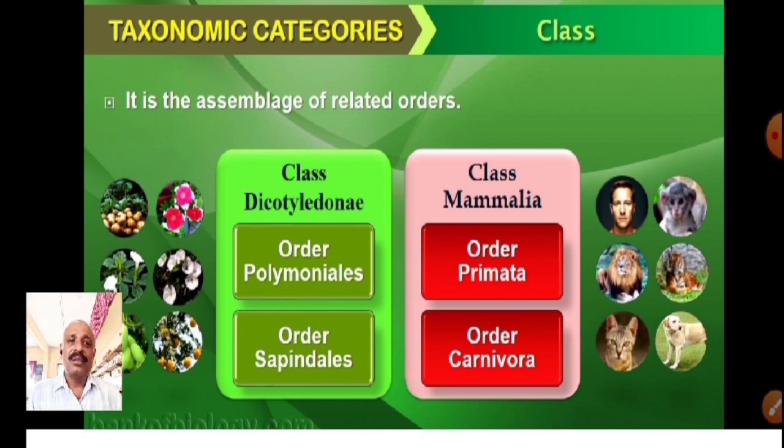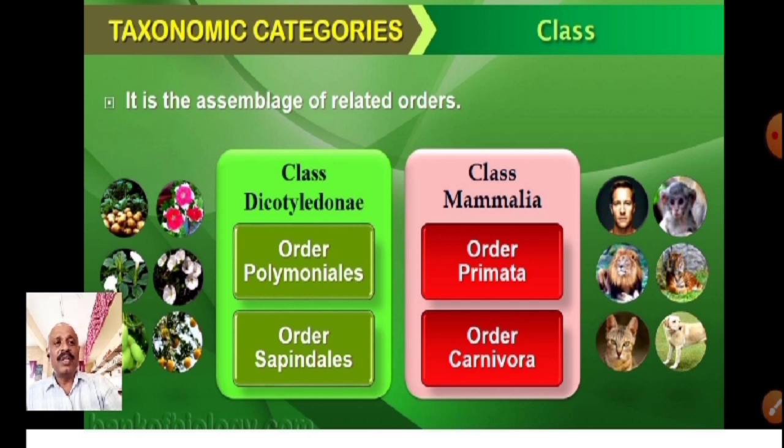Class is the one, look here. In plants we are observing monocotyledons and dicotyledons. Here the example we have taken is dicotyledons. Here the order Polemoniales and order Sapindales are kept under the same class. Class is a group of related orders. That's all, it is the next hierarchy.